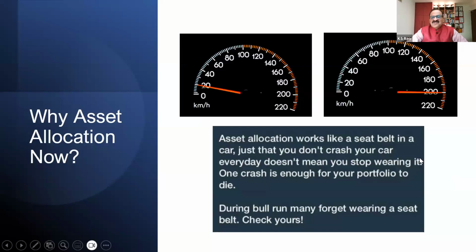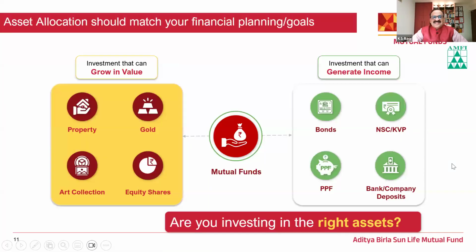That is the time you should not forget to have your seat belt. Similarly, asset allocation is like your seat belt. And what kind of asset allocation do you have? You have assets which can grow in value. You can invest in assets that can generate income. And mutual funds can bring a combination of both, whichever one you want.